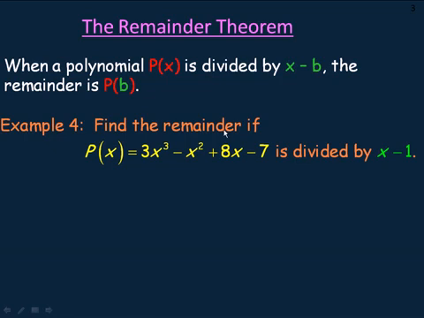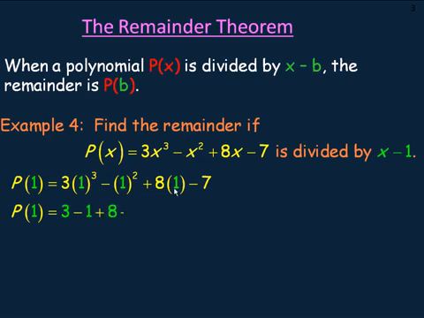And so in this example, we're asked to find the remainder if this polynomial is divided by x minus 1. And so we would substitute 1 in place of x to find what that remainder would be according to the remainder theorem. So we substitute 1 in place of x, 1 here, and 1 here. And we evaluate all that. 1 cubed is 1 times 3 is 3. 1 squared is 1. 8 times 1 is 8, minus 7. And so 3 minus 1 is 2, plus 8 is 10, minus 7 would be 3. So the remainder should be 3.